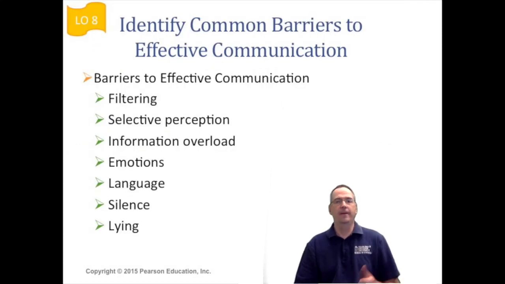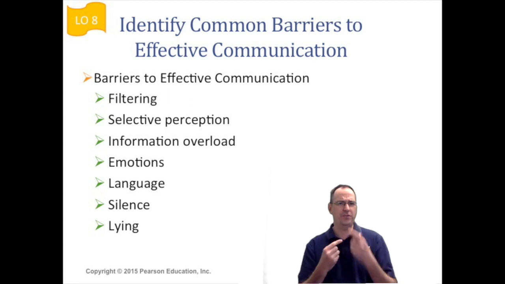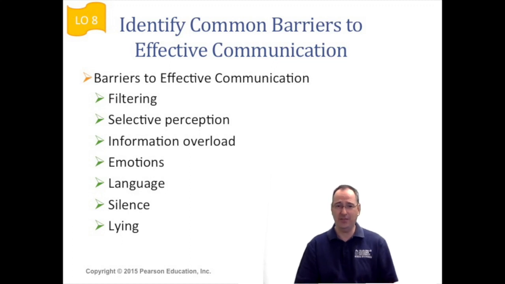Okay, so there are some barriers to effective communication, things like filtering, selective perception, and things that we talked about in previous chapters. What you say is not necessarily what someone hears. That is filtered by their perception of you, and so you need to understand that. Their emotions can get in the way. Information overload can get in the way.